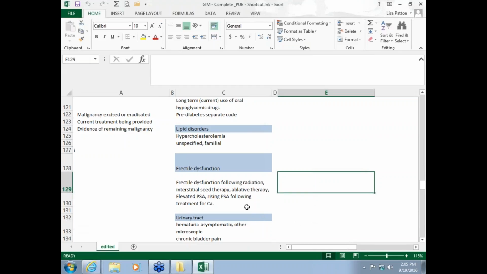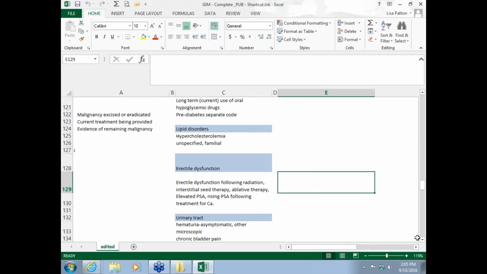Excuse me, also the elevated PSA and rising PSA. We didn't have that before. And that's to help them. A lot of times with prostate cancer, they do surveillance rather than going right into surgery. So if they're doing the surveillance and the PSA rises, you can use this diagnosis for that.